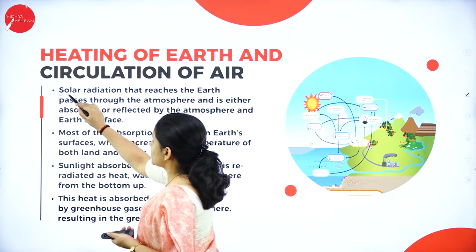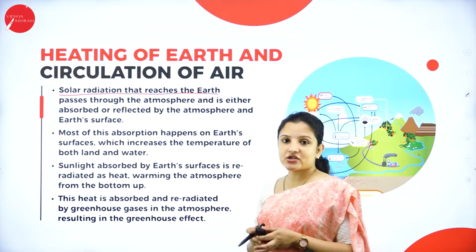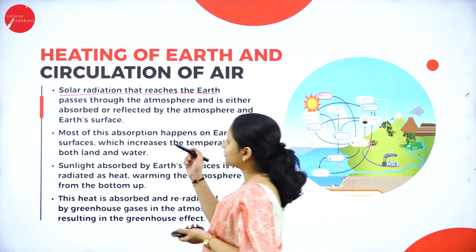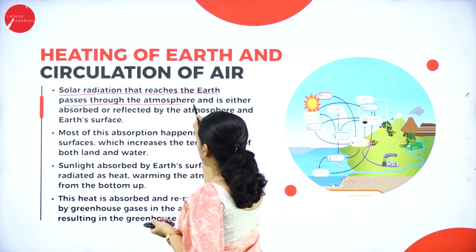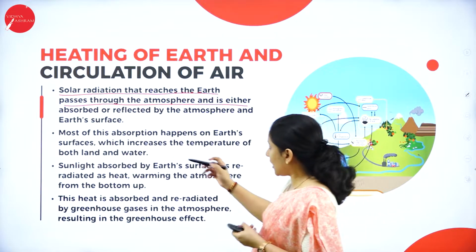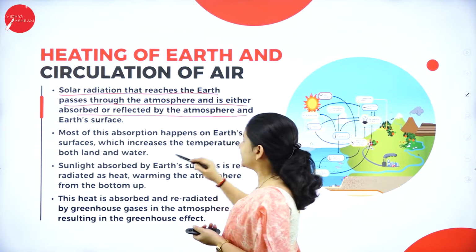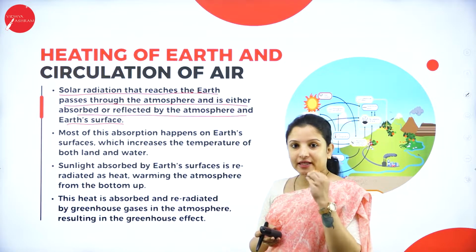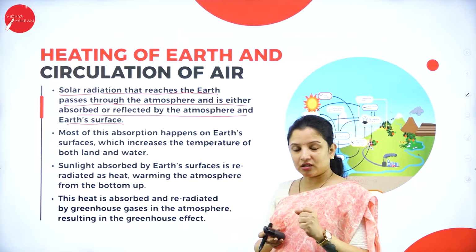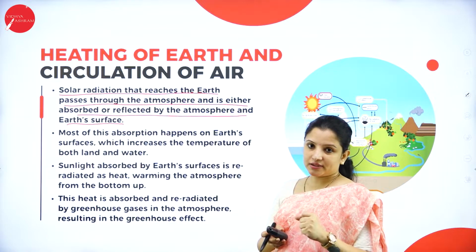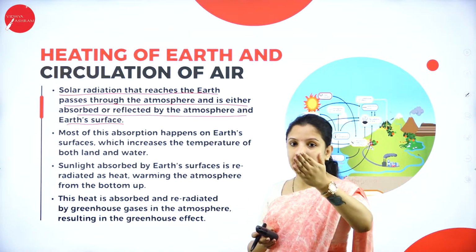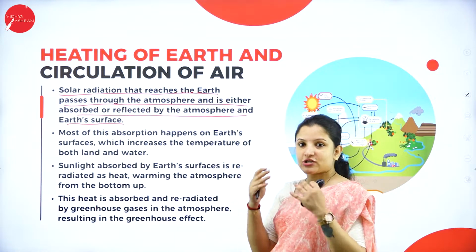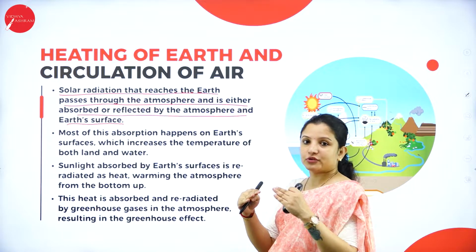So solar radiation, that is the rays or the radiations from the sun, reaches the earth. How does it reach the earth? It reaches the earth, then it passes through the atmosphere, and it is either absorbed or reflected by the atmosphere and the earth's surface. So we all know that a part of the sun's energy or heat that is received by the earth, some part will be absorbed by the earth's atmosphere and some gets reflected back, right, out of the atmosphere. So that is what happens here. So when solar radiation reaches the earth, it passes through the atmosphere layer of the earth.